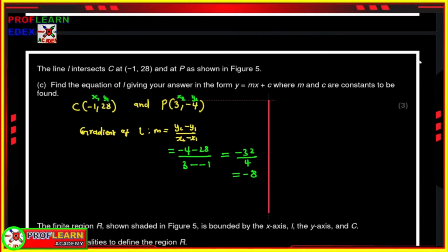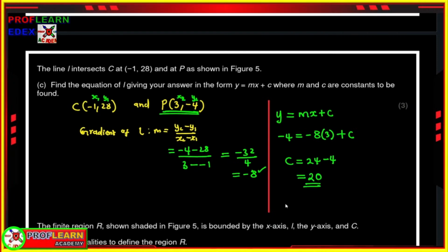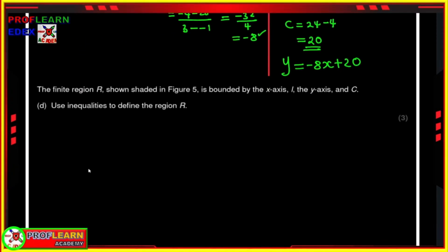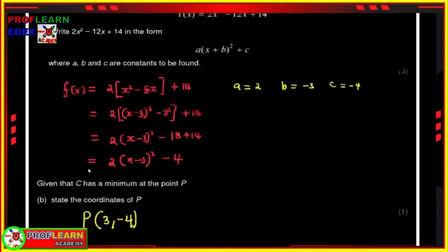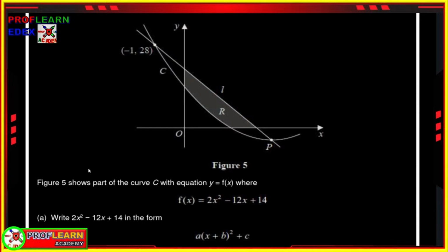Then now we know that the equation of a straight line obeys this form, and we can use one of the coordinates, substitute the values of y and x, so that you can find the value of c, and our value of c is going to translate to 20. Now we can write the equation in the form that was expected. We are supposed to use inequalities to define the region R. Let's go to the diagram and then try to define that region.